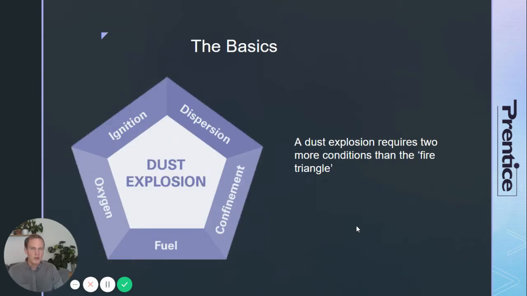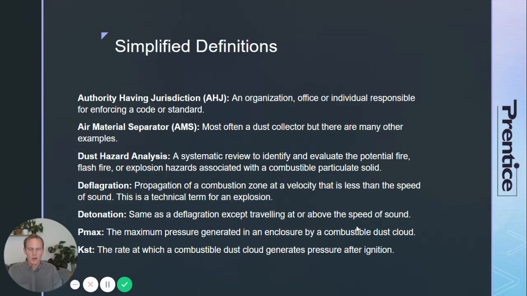Many people are familiar with the fire triangle. You need an ignition source, fuel, and oxygen. So a dust explosion is a little bit different. There are two additional conditions. The dust has to be dispersed in the air, and it has to be in an enclosure, a confinement.